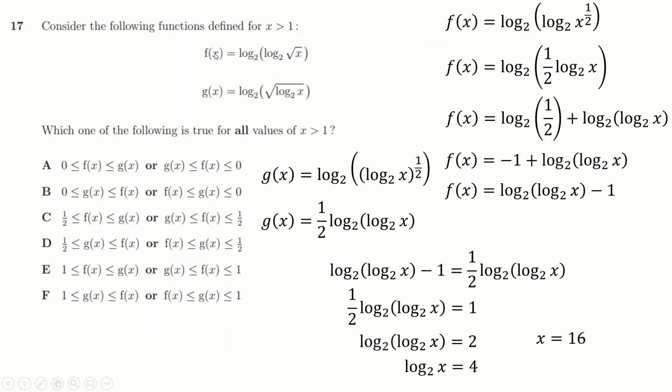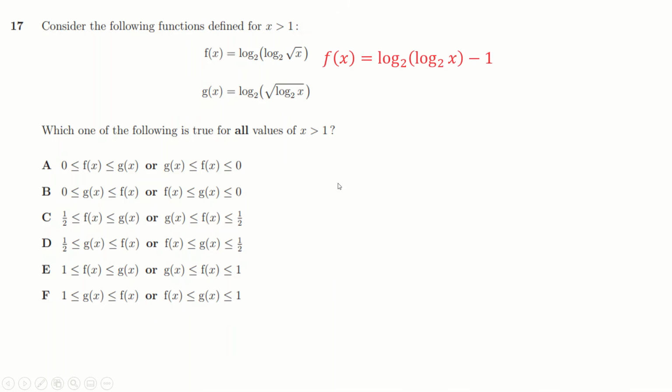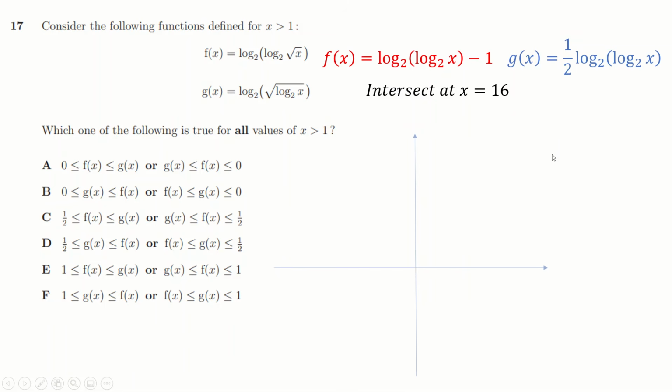Now, what do the functions themselves equal when x equals 16? Well, root 16 is 4, log to base 2 of 4 is 2, log to base 2 of 2 is 1. So f of x equals 1, and so does g of x. Okay, so if we're thinking about just plotting these, I'll make one red and one green so that we can plot them. They intersect at x equals 16, y equals 1.